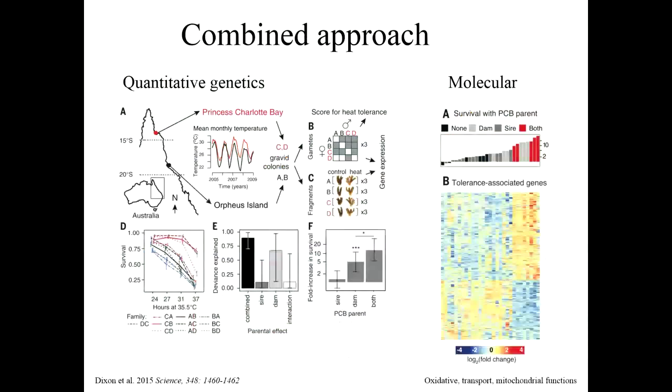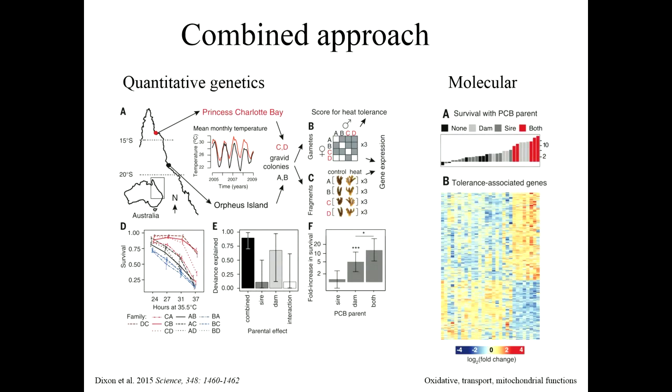And this is another really nice one that's just come out, and Lena was involved in this one. A really nice study where they took corals from the northern Great Barrier Reef, from Princess Charlotte Bay, and Orpheus Island, further south, and they did a quantitative genetic design. Now, I think even Lena had agreed they probably would have liked to have had more than two parents in each case, but it still proved really useful.